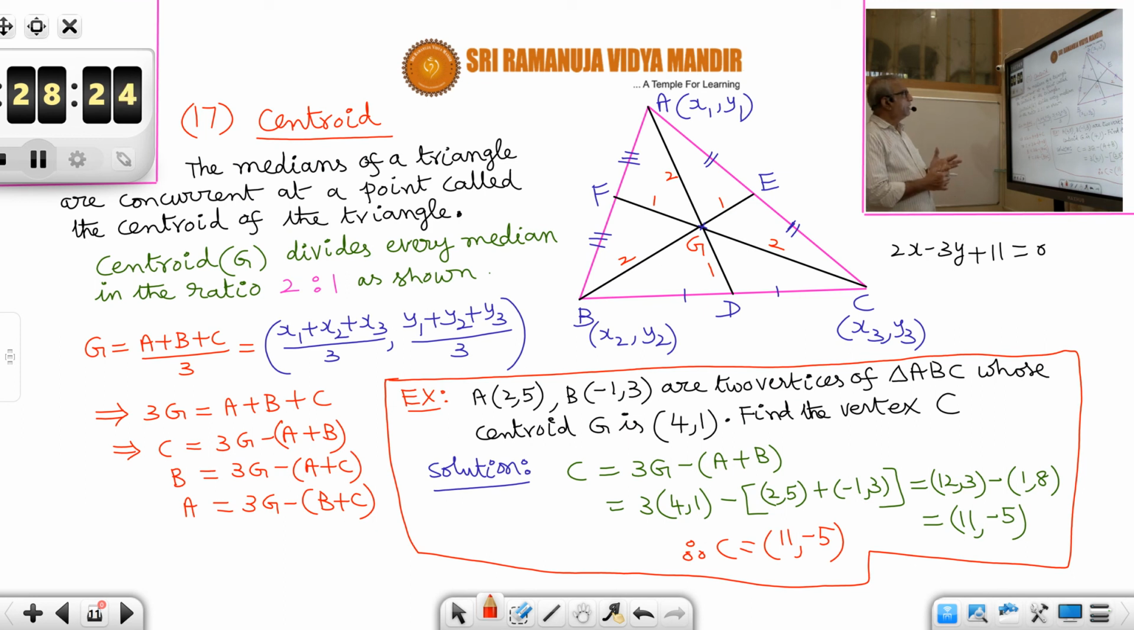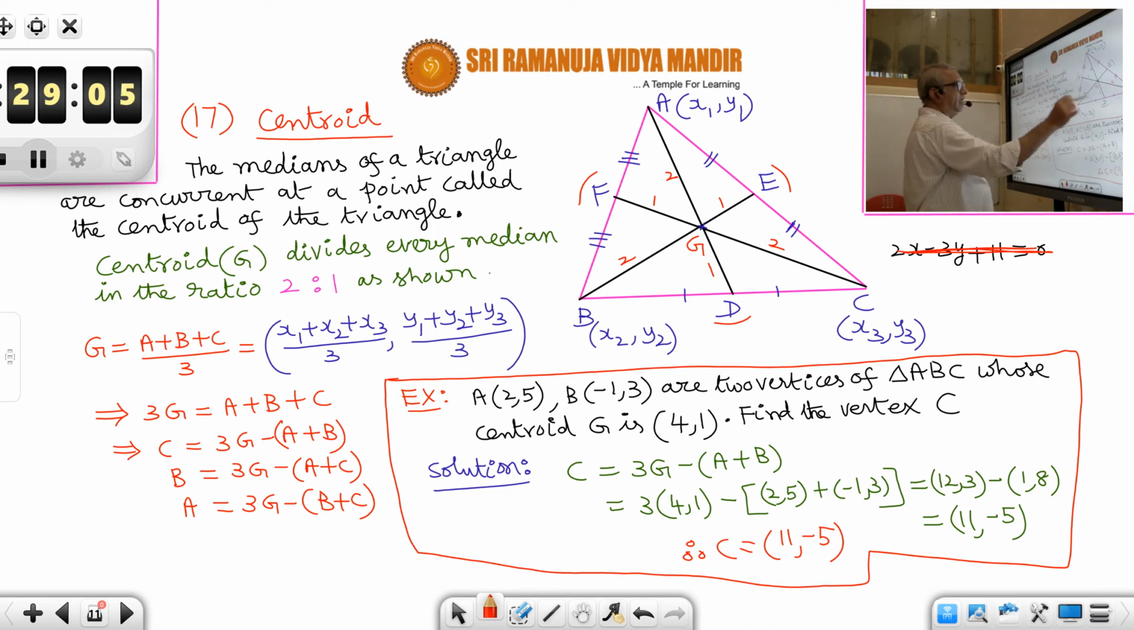Now let us see the next point, centroid. I have shown the diagram here. The medians of a triangle are concurrent at a point called the centroid of the triangle. See, A, B, C are the vertices of the triangle. D is the midpoint of side BC. E is the midpoint of side AC. And F is the midpoint of side AB.